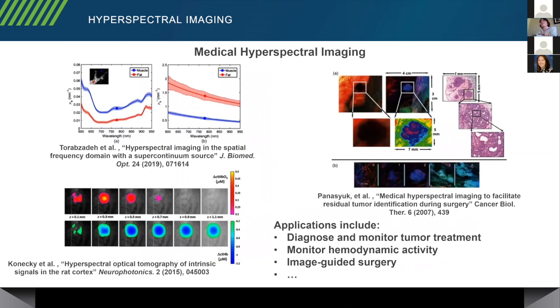But I want to focus on hyperspectral imaging, which has important applications in biomedicine. Of course, giving this talk at the Beckman Laser Institute, you're the experts in hyperspectral detection and imaging. And you know that there are many important applications, including diagnosis and monitoring of tumors and tumor treatments, monitoring of hemodynamic activity, and image-guided surgery, and many more other applications.